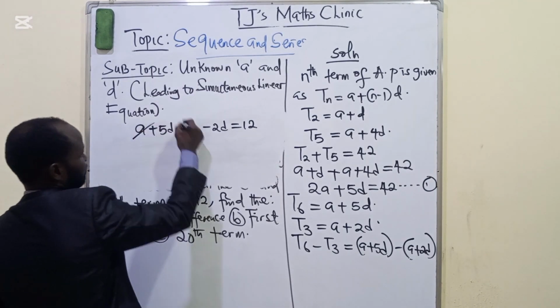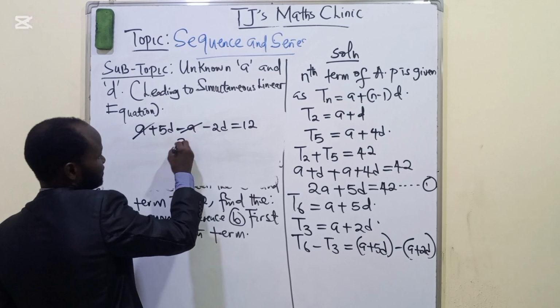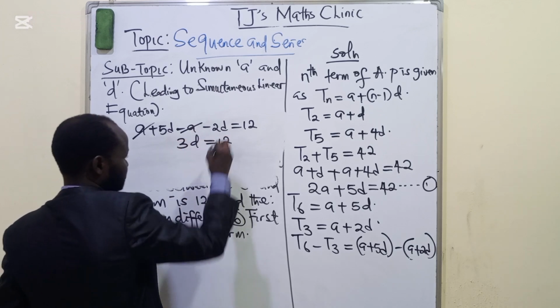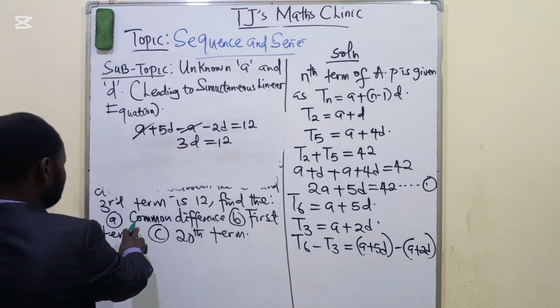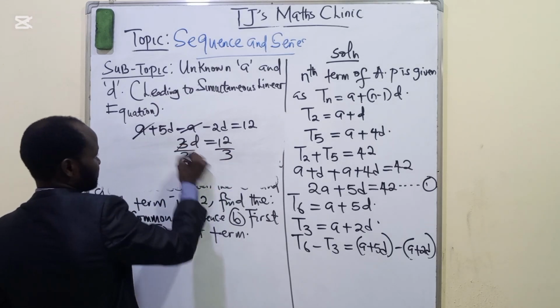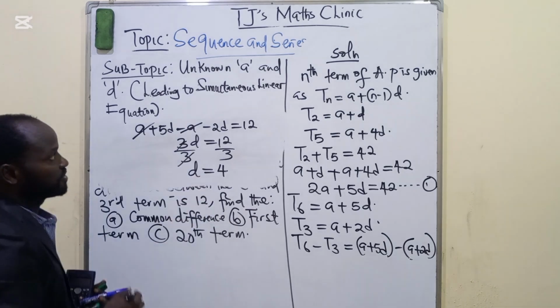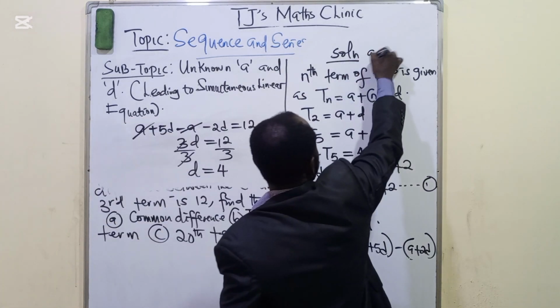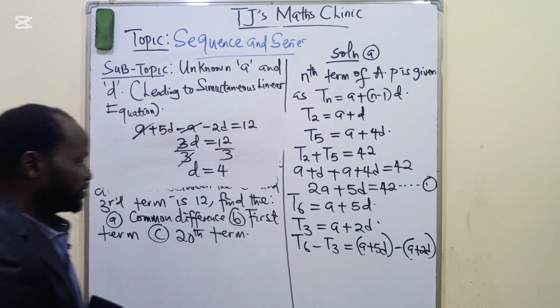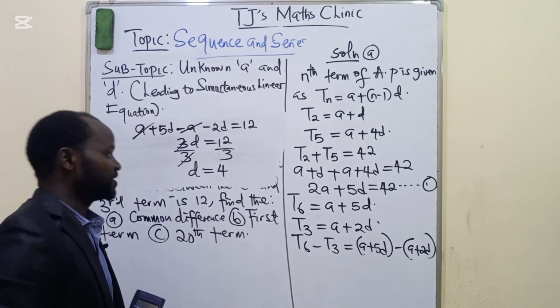A minus A, of course, will be 0. 5D minus 2D, that will be 3D. Then we can easily find the common difference. The first question says we are asked to find the common difference. That's D now. So we can divide both sides by 3. The common difference now is nothing but 4. 12 divided by 3 is 4. So this is the solution to A. We'll use this D to solve for B and C respectively.